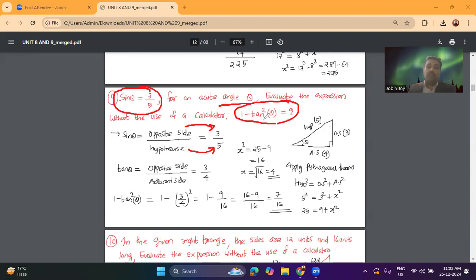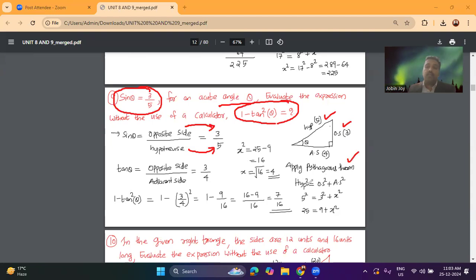Then next, I'm going to calculate 1 minus tan square theta. First I will calculate tan theta. How will you get tan theta? Tan theta is equal to opposite side divided by adjacent side. But here the problem is I know the opposite side and hypotenuse. I don't know the adjacent side. How will you calculate the adjacent side? You can apply the Pythagoras theorem.